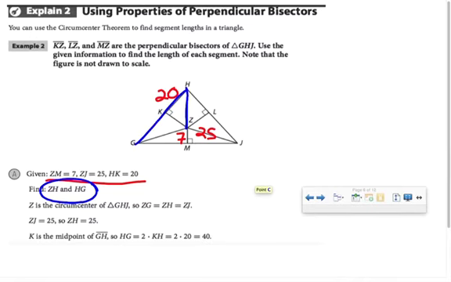Notice that Z is the circumcenter, and the circumcenter theorem says that it will be equidistant from the vertices of the triangle. So the distance from Z to J is 25. That means that the distance from Z to H is also 25. By definition of perpendicular bisector, I know that K is the midpoint of segment GH. So if KH is 20, then KG is also 20. And when I add them together, I get that HG is 40.